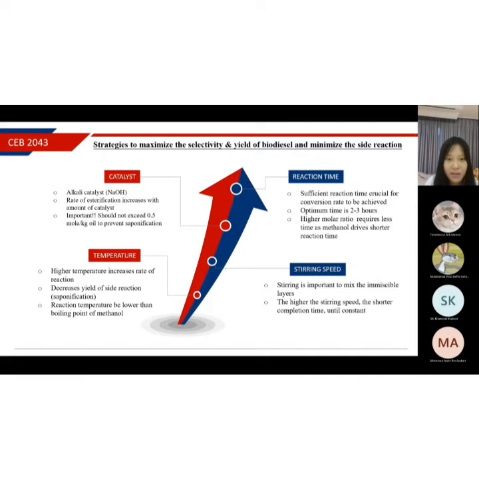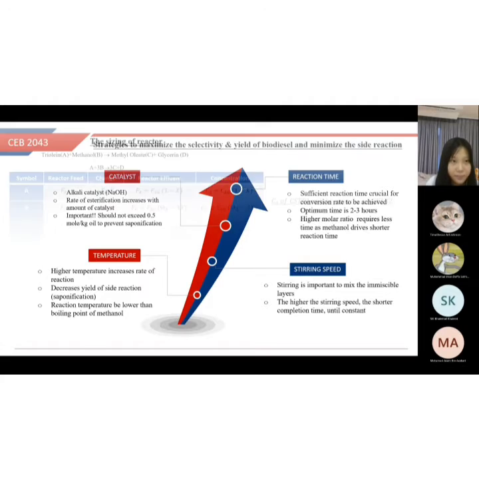For the reaction time, sufficient time is of course very important, and the optimum time is 2 to 3 hours. As for the stirring speed, stirring is very important to mix the immiscible layers within the CSTR. So the higher the stirring speed, the shorter the completion time until it becomes constant.